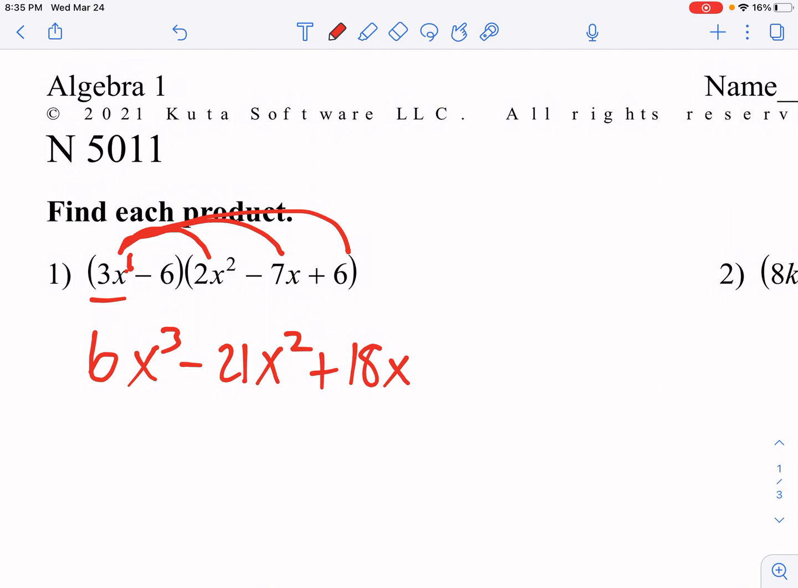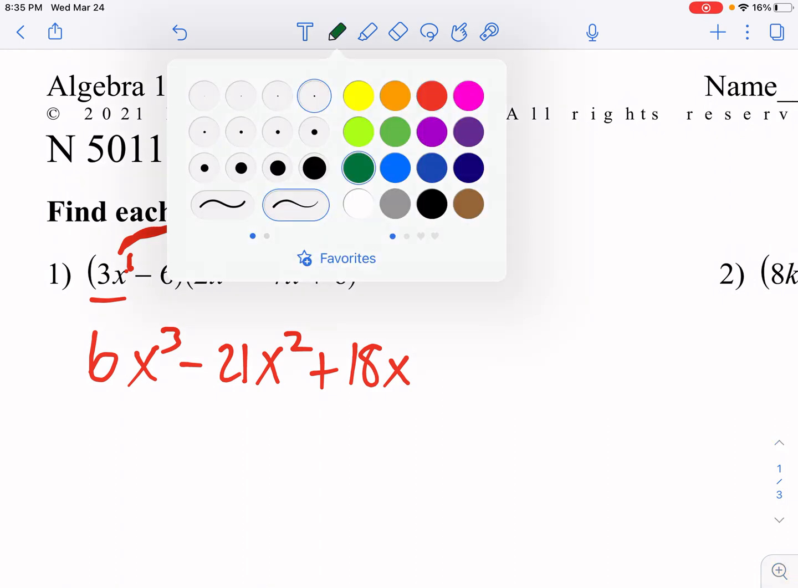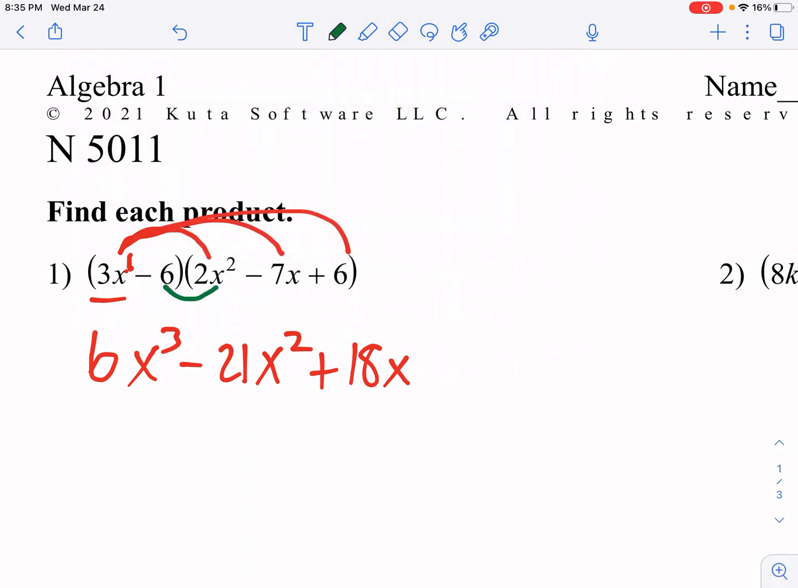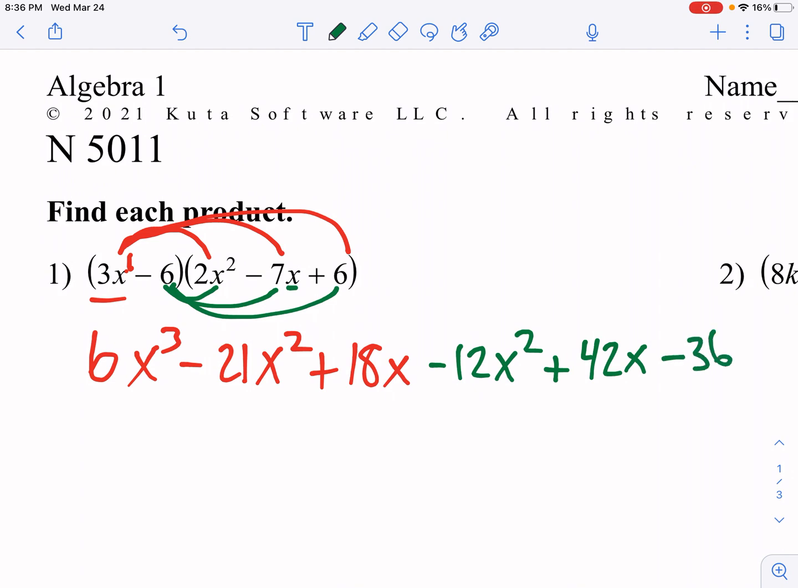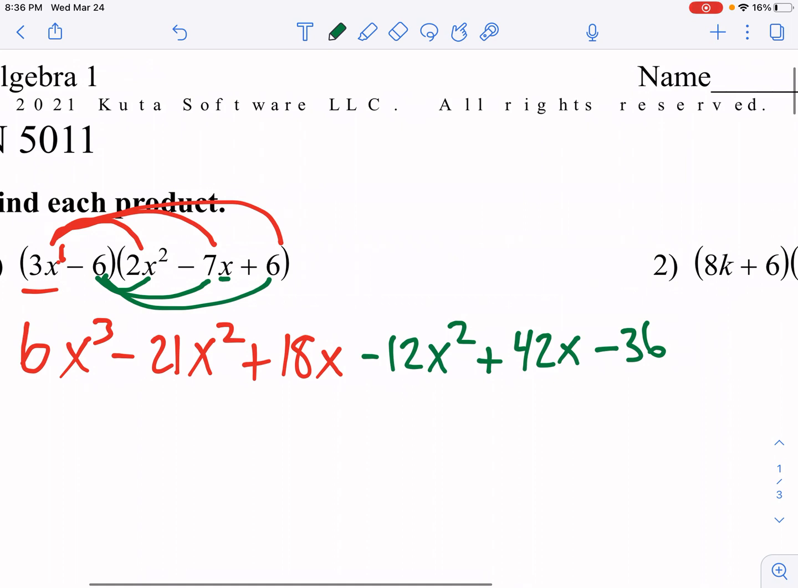So we multiplied the first one to everything, like the distributive property, and then we multiply the second term to everything. A negative 6 times 2 gives us a negative 12x squared. Then a negative times a negative gives a positive. 6 times 7 is 42, and don't forget the x. Then a negative times a positive gives a negative. 6 times 6 is 36. So we multiplied everything to everything.